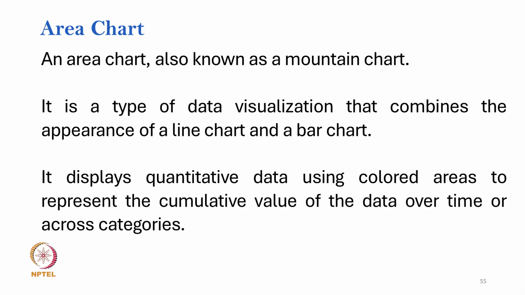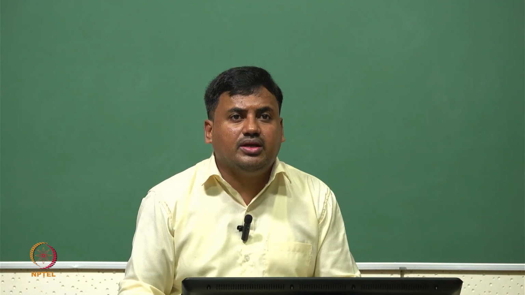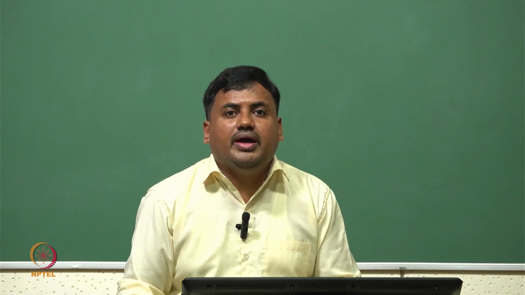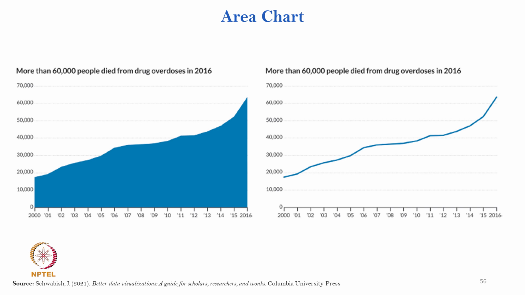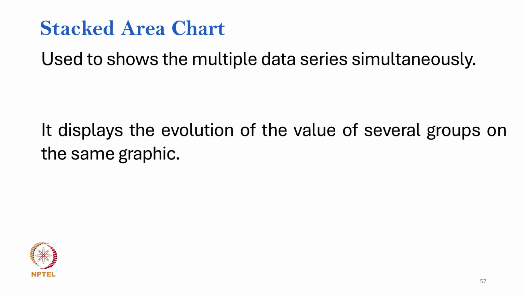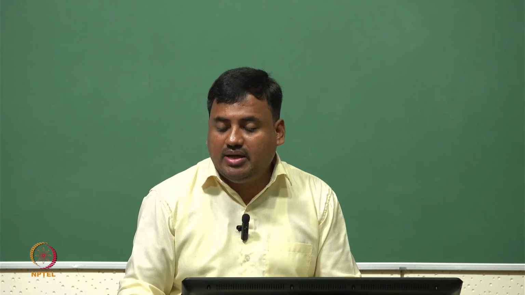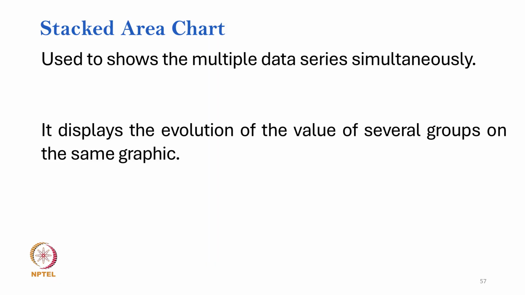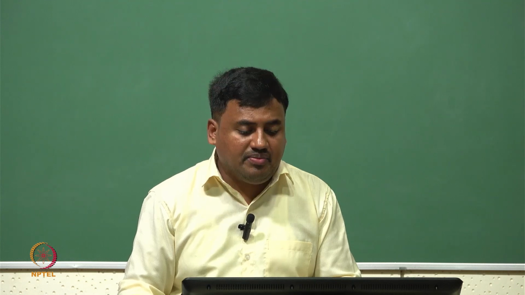Another type of chart is the area chart. The area chart is also known as the mountain chart. It's a type of data visualization that combines the appearance of a line chart and a bar chart. It displays quantitative data using a colored area to represent the cumulative values of data over time or across categories. Stacked area chart. A stacked area chart builds on the typical area chart by showing multiple data series simultaneously. It displays the evolution of values of several groups on the same graphic.